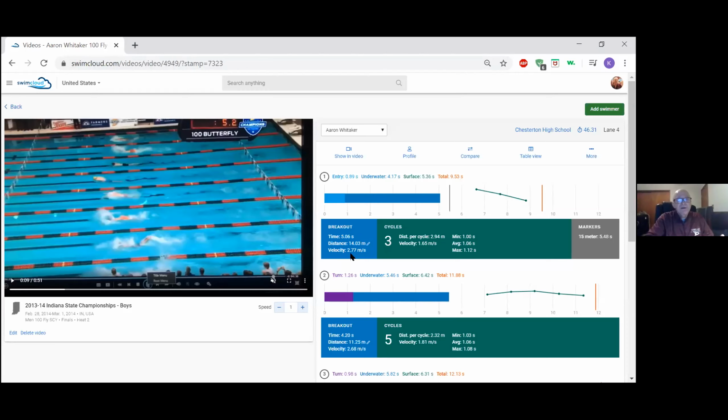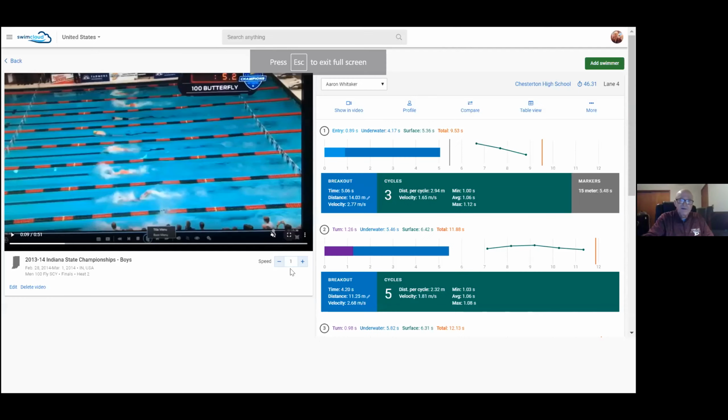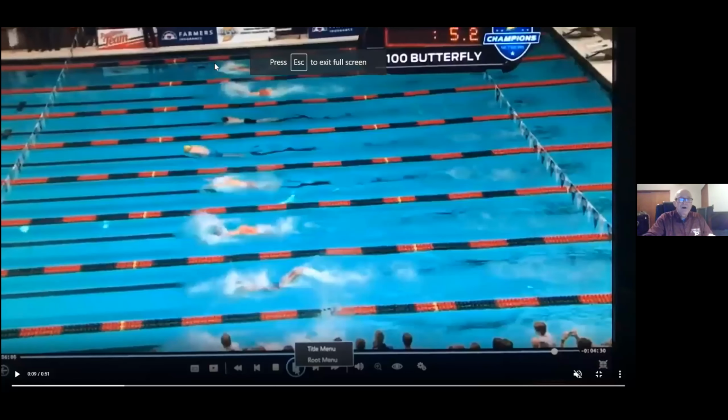Now, if you take that time, and this is the surface, and you look at 1.65, 1.81, you can see that it's so much faster. So the goal is to have as much time of your swim underwater at that faster velocity. Now, to a point, and it is a trainable kind of thing.